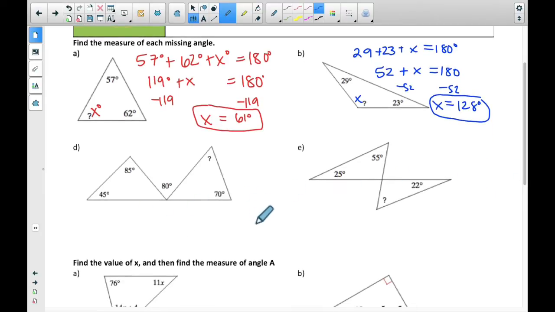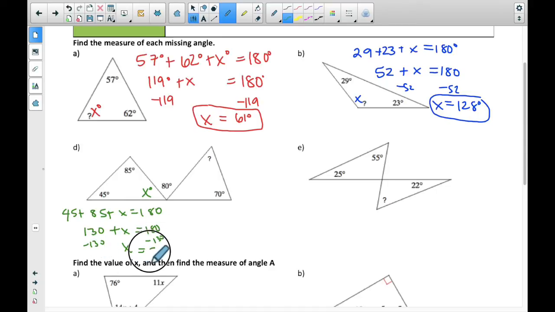Okay, this next one is kind of tricky. We have to do a couple of different steps to get there. I think it's kind of fun because it's like a little challenge. So first of all, I'm going to call this one X. I need to find X. Let's focus on that one first. So I'm going to add up my 45 plus 85 plus X. All that added together will equal 180. Well, 45 plus 85 is 130. So if I subtract that over, then I get 50. So this is 50 degrees.